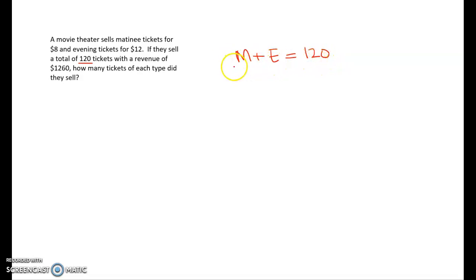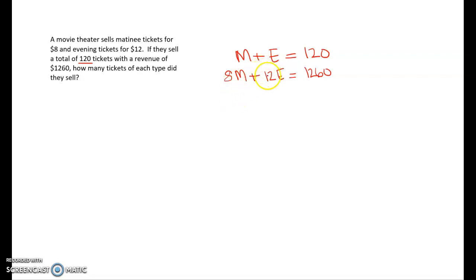Now we're going to basically write this equation again, except with the dollar prices. So I know matinee tickets are $8, so 8 times however many matinee tickets plus 12 times the evening tickets gave me the total amount of $1,260. So we've got our two equations, our quantity equation and then our dollar equation. Now to me, this is the hardest part, is getting these two equations.